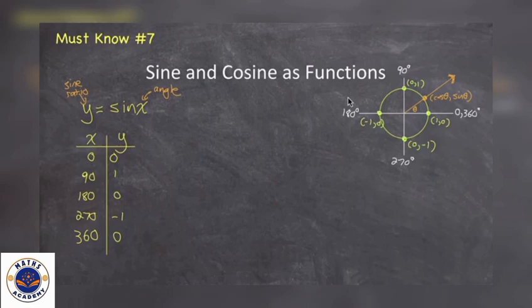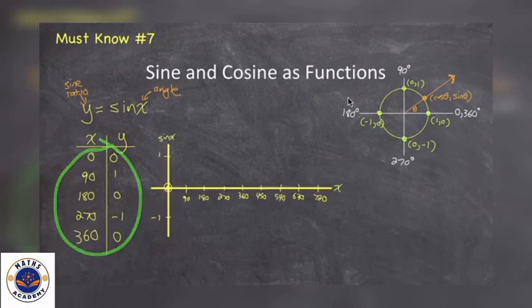Let me graph that for you. If I plot the 5 points that I have in my table, I get one cycle of this sine function, and it looks like a wave that oscillates up and down between y values of negative 1 and 1. If I were to continue this pattern, I would get another cycle of this function. The domain of this function is infinite. This pattern just keeps continuing forever in both directions.